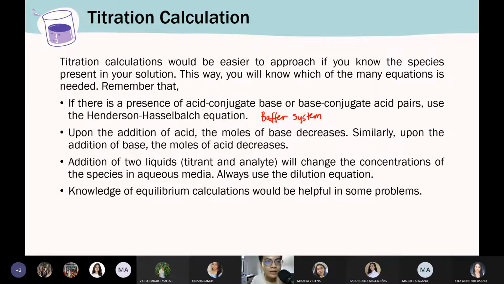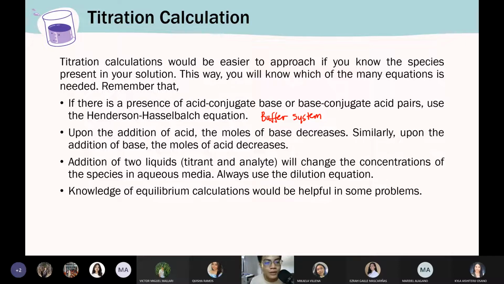Kasi kailangan tandaan nyo yan. Kasi in this topic, may mga idadagdag tayo na titrant. So we have to know what kind of titrant is that, na para alam nyo kung nababawasan sino. Yung acid ba, yung base.